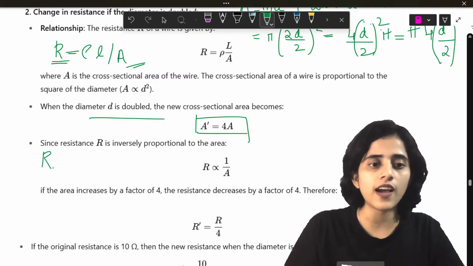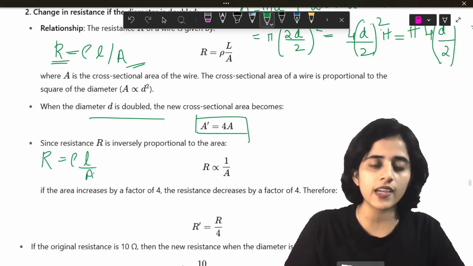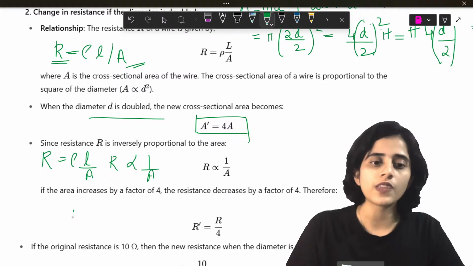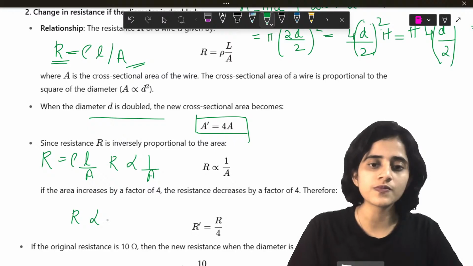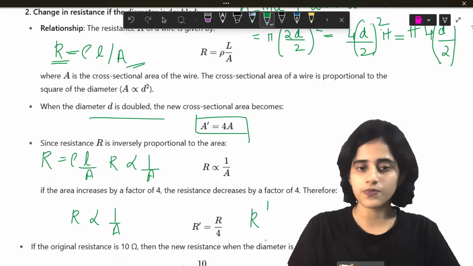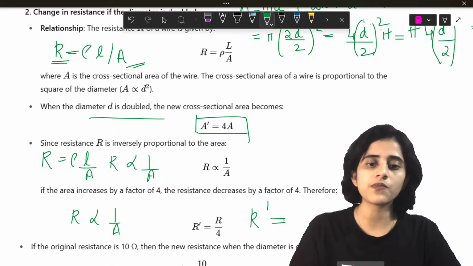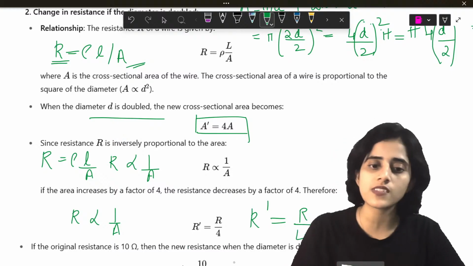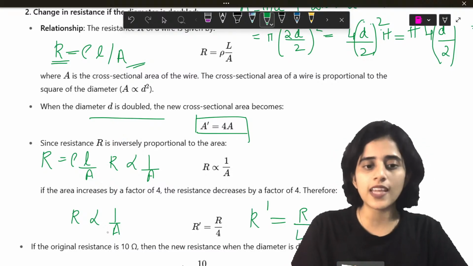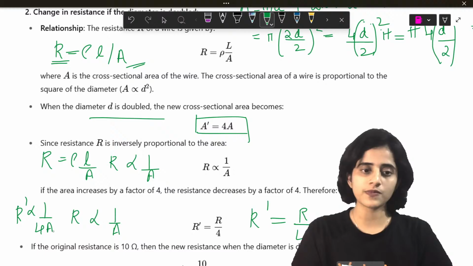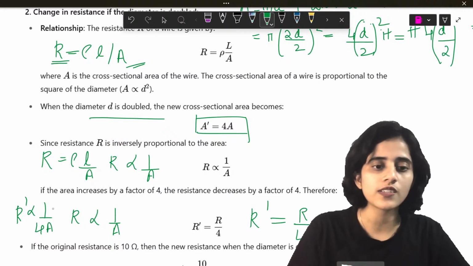Now what is the relation? R = ρL/A, which means R is inversely proportional to A. So R is proportional to 1/A. So R dash, what will R dash be? Whatever resistance you already got divided by 4 will give you the new resistance, because R dash will be proportional to 1/4A. Now this 1/A is what? R.